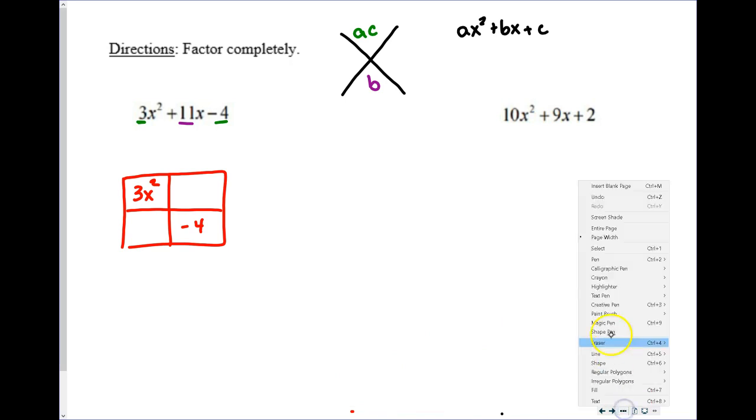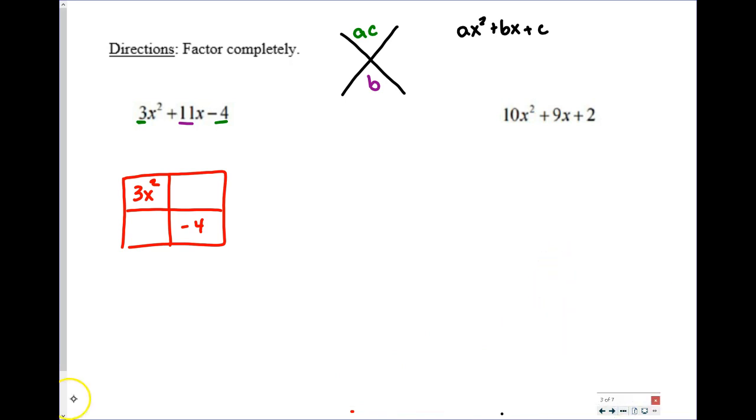So I'm going to draw my x. So here's my x. Now I'm going to multiply. Negative 4 and 3 gives me negative 12. And then my middle number is going to be 11. Okay? So now what two numbers multiply to negative 12 but add up to 11? That's going to be a positive 12 and a negative 1.